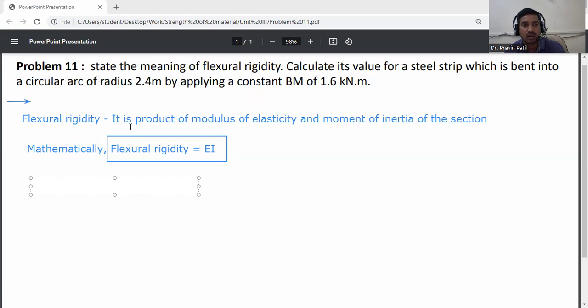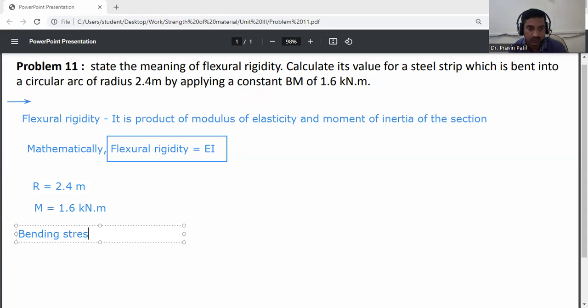So circular arc of radius R is given, 2.5 meters. Then bending moment M is given, M is equal to 1.6 kilonewton meter. Okay, so write down the bending stress equation: M by I is equal to E by R.